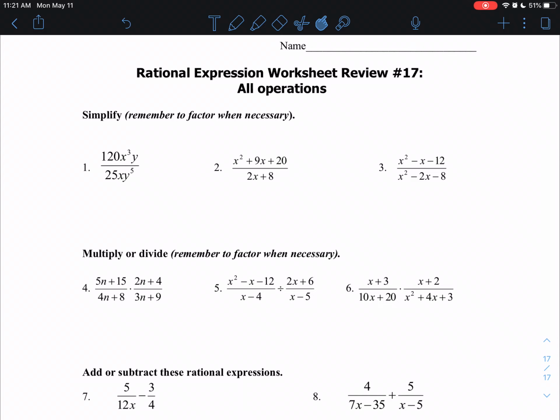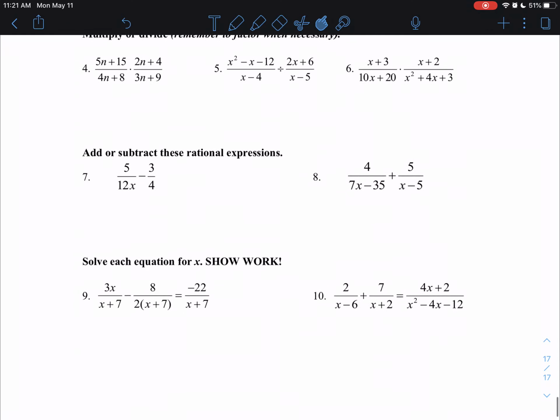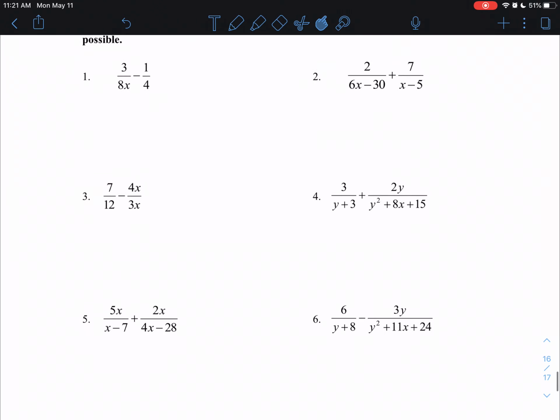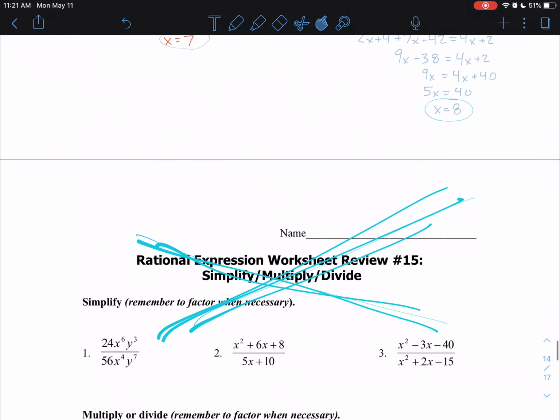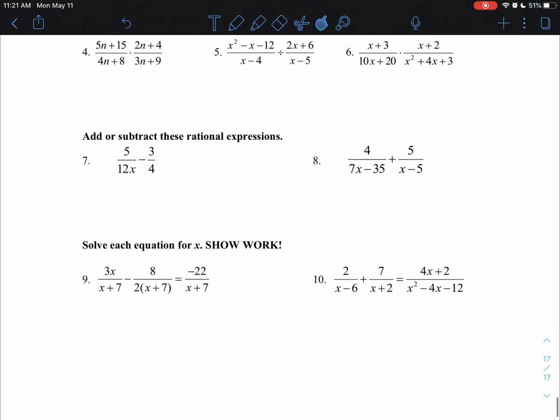You simplify these first 3. These are 4 through 6. Two of them are multiplication, 1 is division, so you should know how to do that. 7 and 8 are addition and subtraction, simplifying the expressions. And then 9 and 10, you're solving for the variable. You're solving for x. Is that the same problem? It is. Whatever. Okay, so that is what y'all are going to be working on.